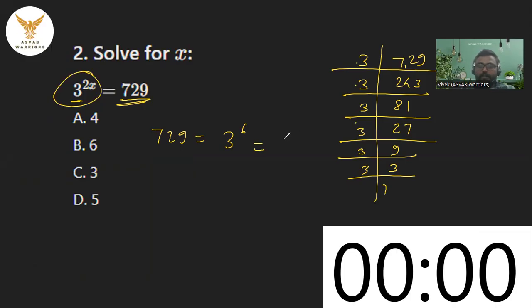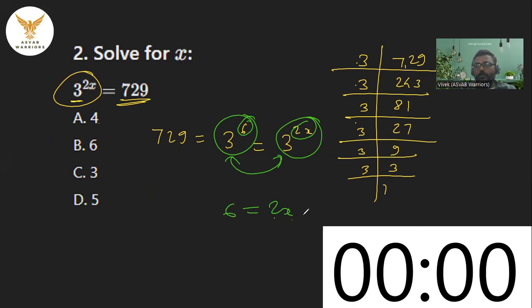And what are they asking? 3 to the power 2x. Whenever LHS is equal to RHS, the base should be equal, which is equal, and the power should be equal. So 2x equals 6. Now because this 2 is in multiplication with x, you just need to divide both the sides by 2. What would you get? You would get x equals 3. That is your answer. I hope you guys understood it.